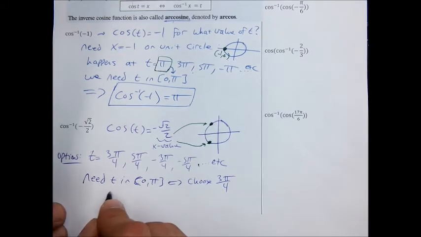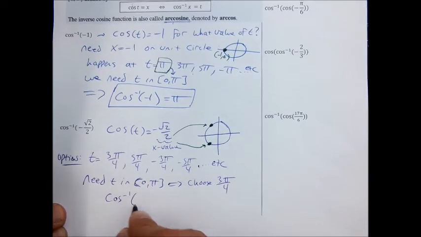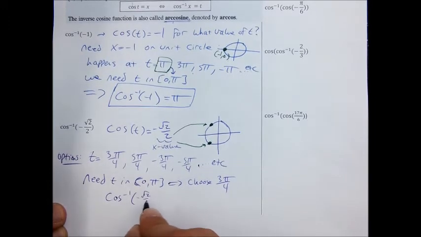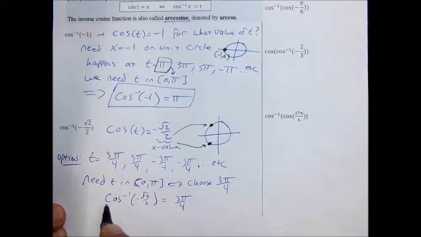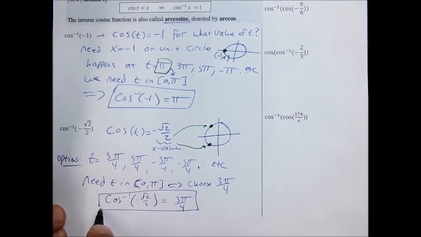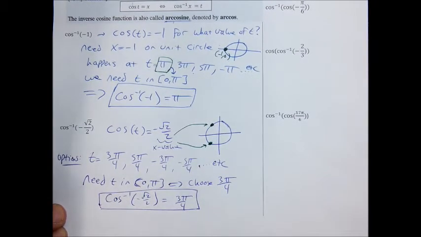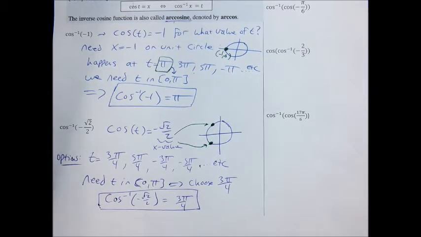So cosine inverse of minus root 2 over 2 is 3 pi over 4. Because if we plug 3 pi over 4 into cosine, we get minus root 2 over 2. We're doing the opposite. We're thinking about these things in the opposite direction. Questions about that?